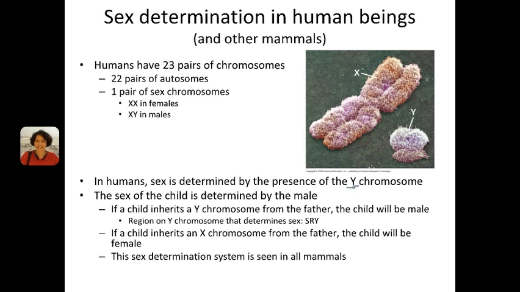Even in an unusual case, if you have a child that has this sex chromosome combination, and this can occur in a condition known as non-disjunction, then it would still be a boy, because the presence of that Y chromosome overrides the presence of the 2 X chromosomes. And that means also that the sex of a child is determined by the male. If the male gives an X, it's going to be a girl. If the male gives a Y, it's going to be a boy.